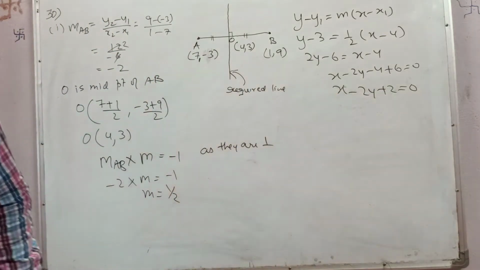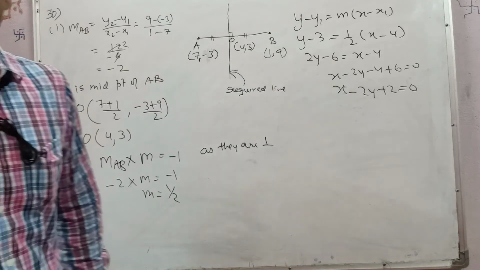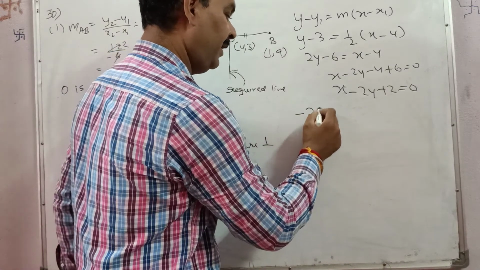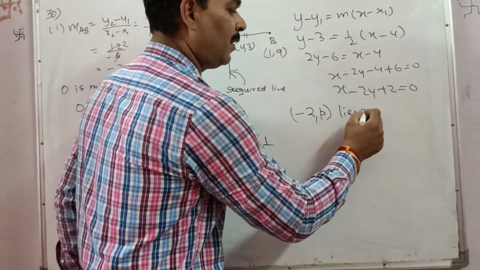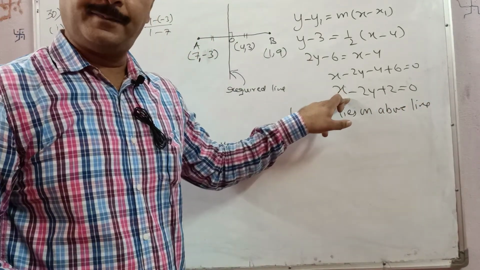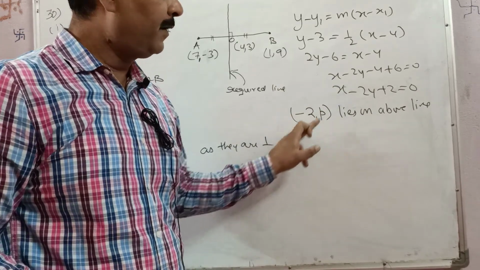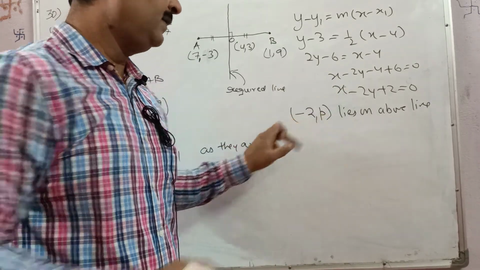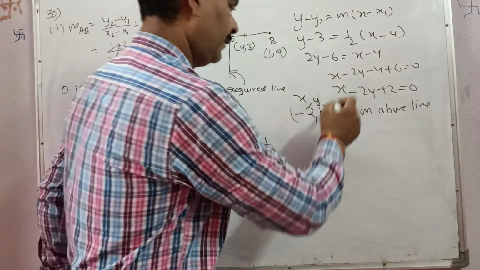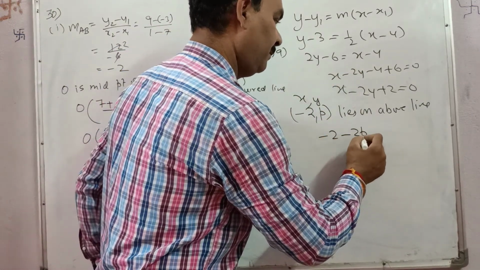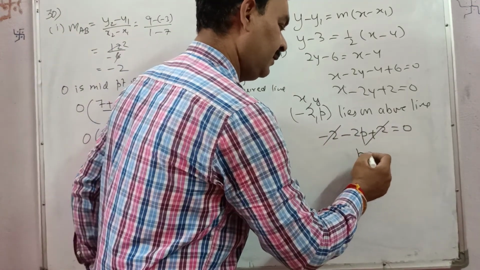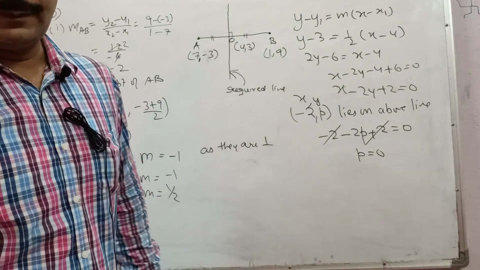Now the third part. You need to find the value of p if minus 2, p lies on the above line. If this point is lying on this line, that means the coordinates of this point will satisfy the equation. So on substituting x as minus 2 and y as p: minus 2 minus 2p plus 2 is equal to 0. Plus 2 and minus 2 cancel out, so minus 2p is equal to 0, or p is simply 0. This is your answer.